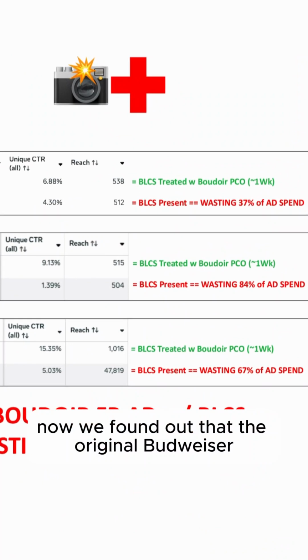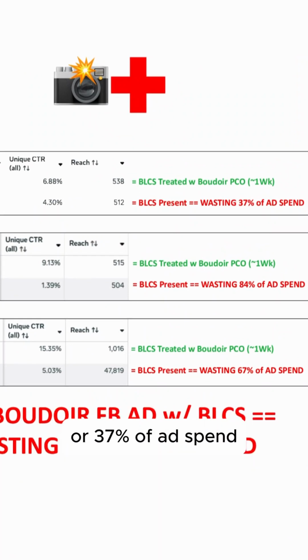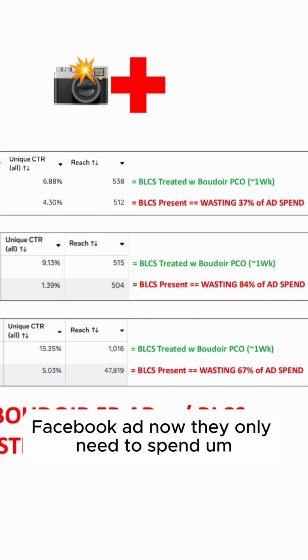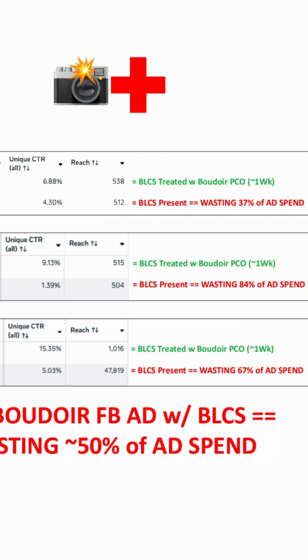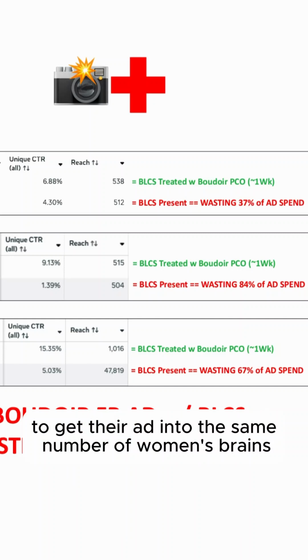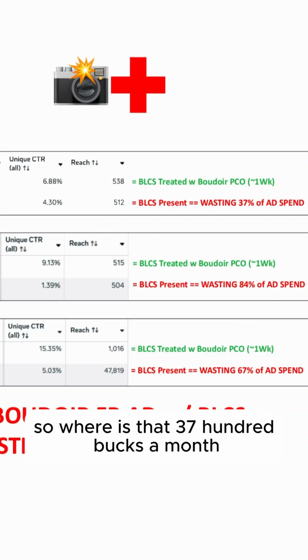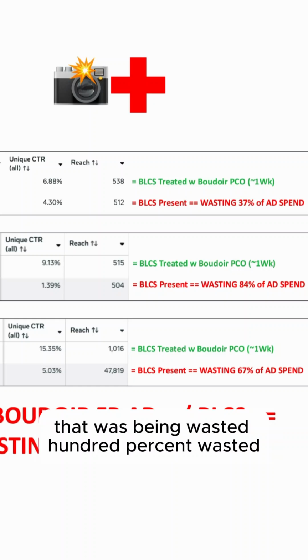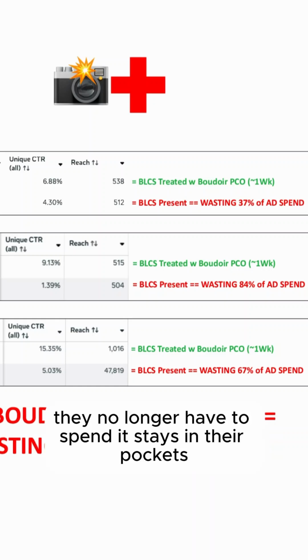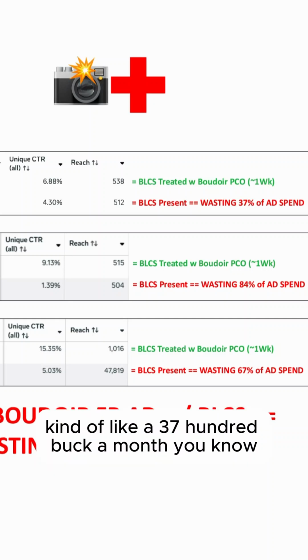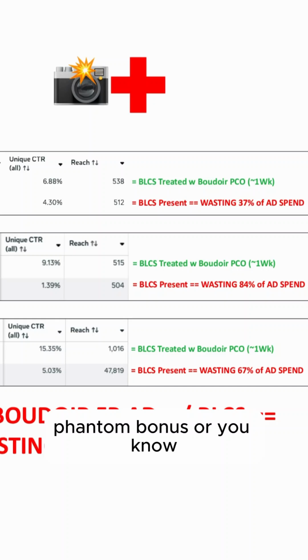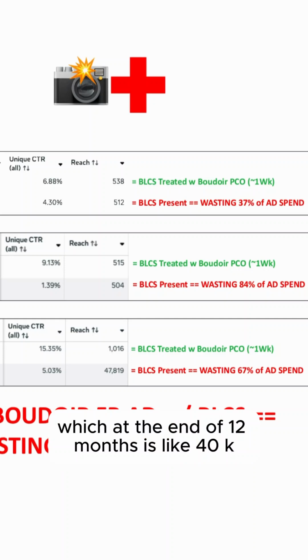Now we found out that the original Boudoir Facebook ad was wasting 37% of ad spend. So if they're spending 10 grand a month on the original Boudoir Facebook ad, now they only need to spend 6,300 bucks a month on the Boudoir Pico treated ad to get their ad into the same number of women's brains. So that 3,700 bucks a month that was being wasted, 100% wasted, they no longer have to spend, it stays in their pocket. It's kind of like a 3,700 buck a month phantom bonus, and they don't have to do anything, which at the end of 12 months is like 40K.